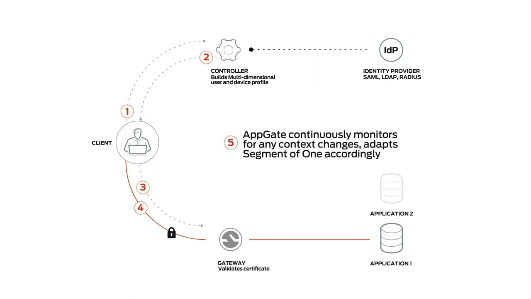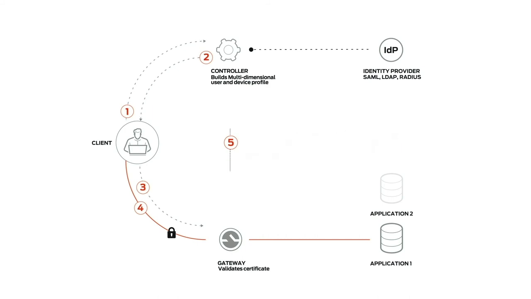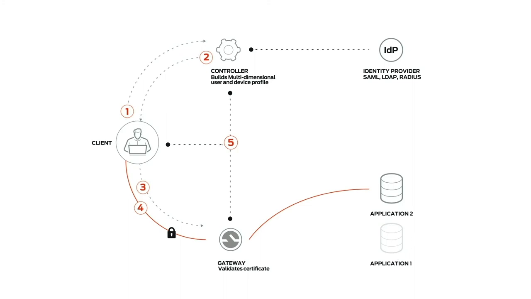Finally, Appgate SDP continuously monitors the system for changes in context and can adjust or revoke access privileges in near real time. It adjusts the segment of one based on this change in context. For example, if the user's role changes, they will lose access to one application and gain access to another. This is a simplified example of how Appgate SDP works.